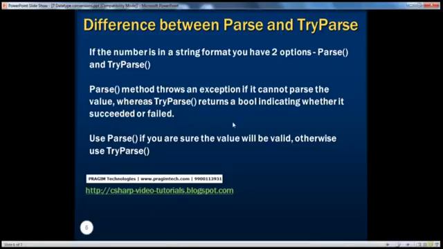So that's basically the difference between parse and TryParse. Let's go back to the slides. If the number is in a string format, you basically have two options to convert it from string to any other data type, maybe integer, float, double, whatever: Parse and TryParse. The Parse method throws an exception if it cannot parse the value, whereas TryParse returns a boolean indicating whether it succeeded or failed. True if successful, false if failed, but it doesn't throw an exception. So in general, use Parse if you're sure that the value will be valid and there's not going to be any exception. Otherwise, use TryParse in case of any doubt.